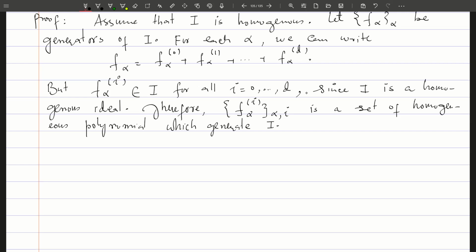So let us do the converse. Now conversely, let us assume that I is generated by homogeneous polynomials Gi.